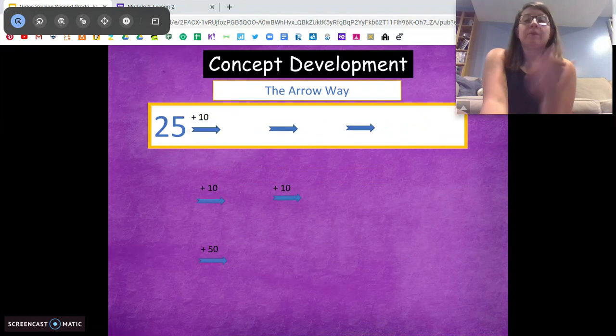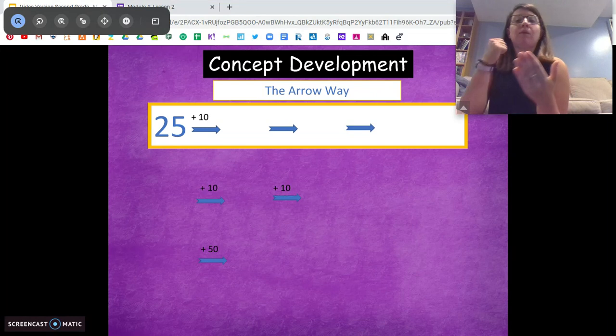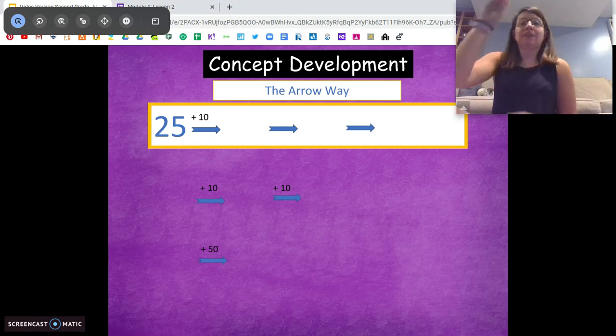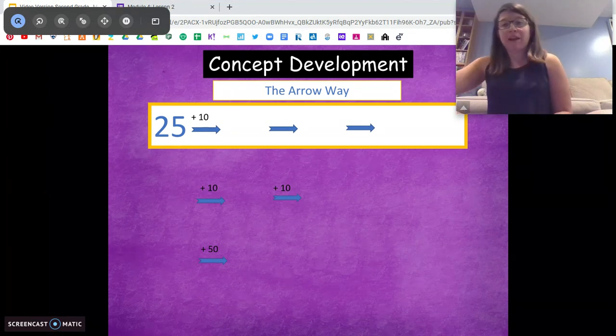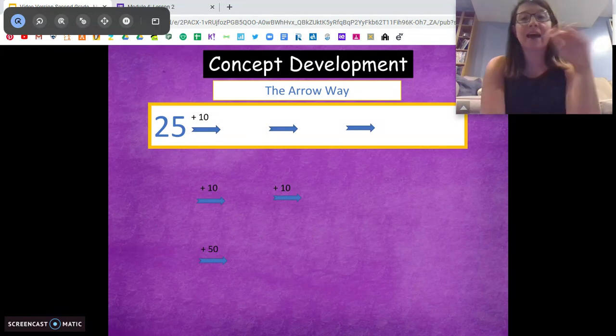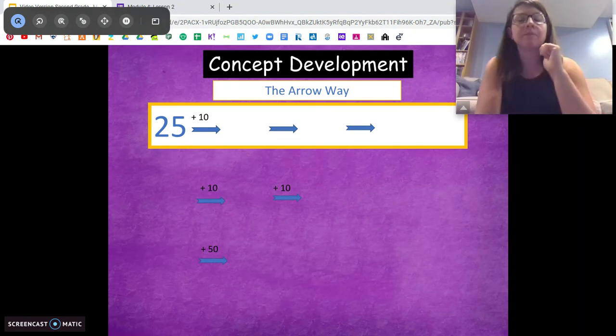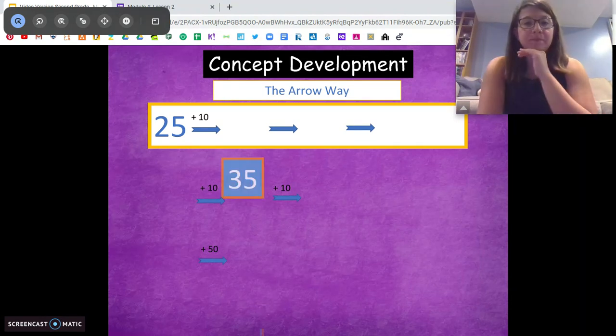So 25 plus 50. We're going to start with 25. Now, going to 50, I know I'm going to have to do that 5 times because 5 times 10 is 50. So I'm going to have to add 5 arrows. So 1, 2, 3, 4, 5. Okay, we got them. So our first step is to add 10.